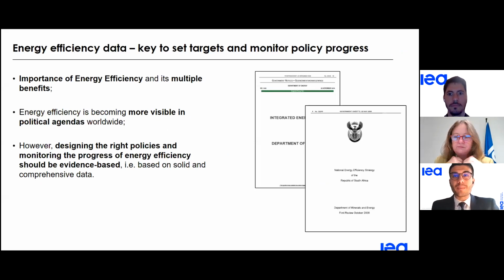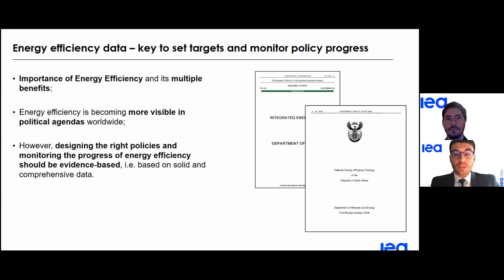However, one of the key messages that I would like to bring here today is that data is really important if we want to design the right policies and if we want to track the energy efficiency progress. We really need this to be an evidence-based process based on solid data collection processes and on detailed data that is also adequate to the policies that we are analyzing. Next, please.